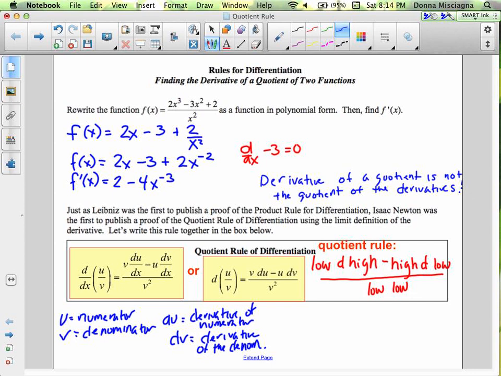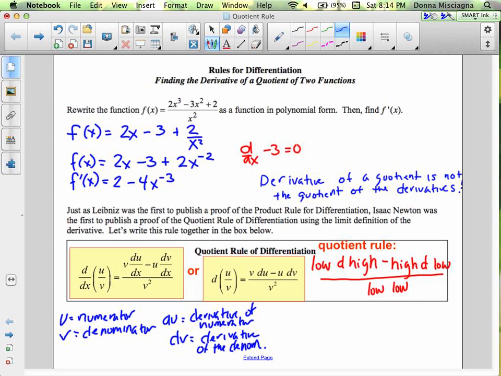Just as Leibniz was the first to publish a proof of the product rule for differentiation, Isaac Newton was the first to publish a proof for the quotient rule of differentiation, using the limit definition of the derivative. I could go through it, but I don't think it's absolutely essential that we go through the limit definition, but that is where it's derived. And so later on, maybe we could look at that in class.